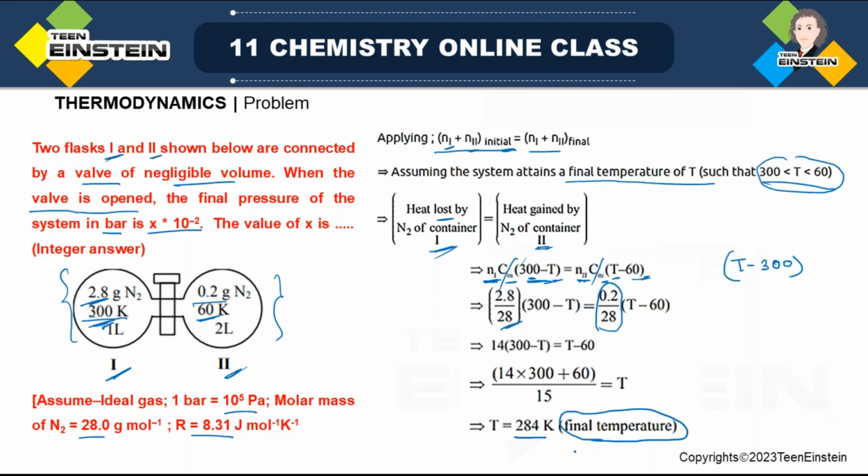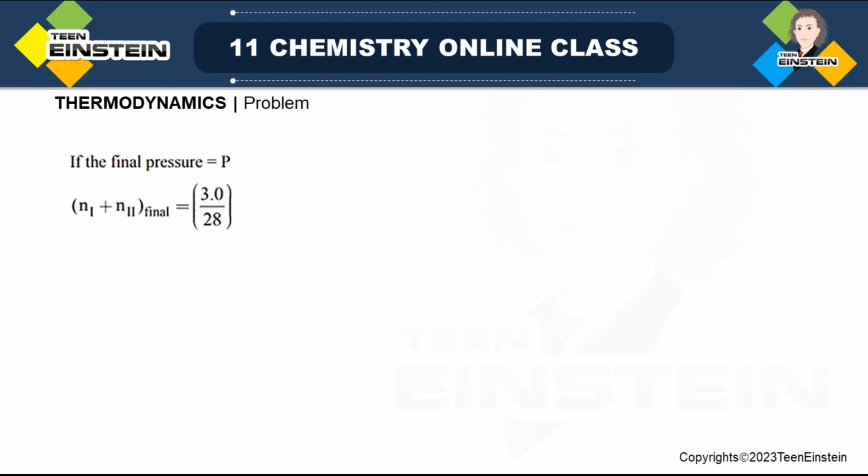Stepwise, we first need the final temperature because ultimately we have to find the pressure. But you cannot do it directly. First you have to find the final temperature. So this is the first step we have already done. The next step is this: suppose the final pressure is P and the final number of moles, if you add these two together, what we have written is 3 gram. It is basically 2.8 gram plus 0.2 gram. If you add it, it will be 3 gram.